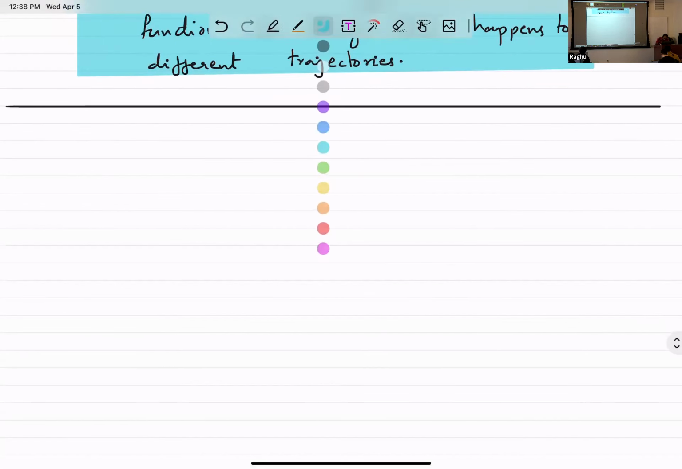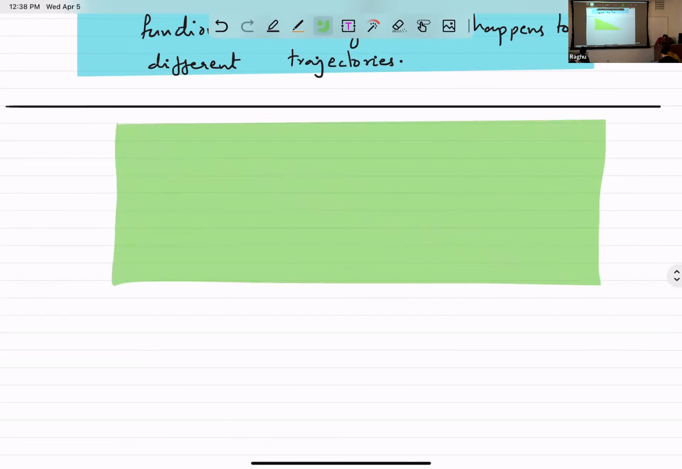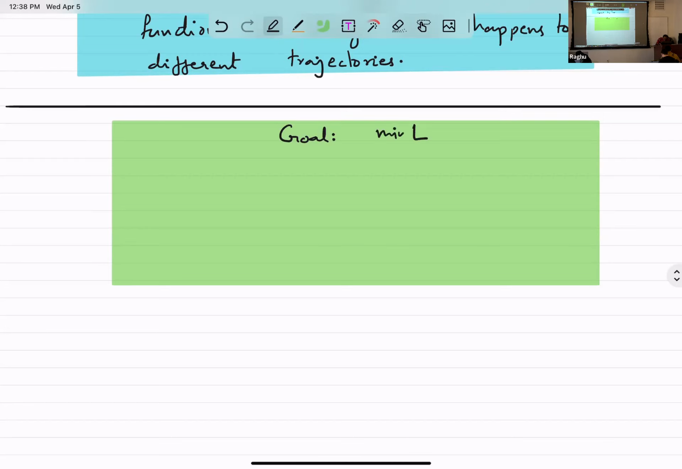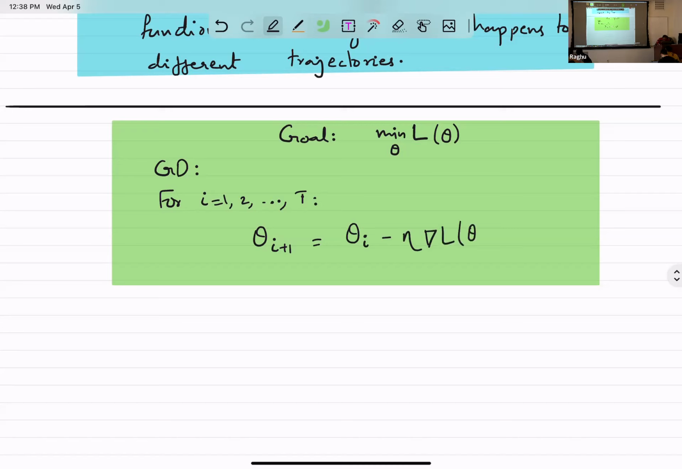So recall, the goal: you have some function L that you're trying to minimize. And GD says for i equals 1 to t, okay.